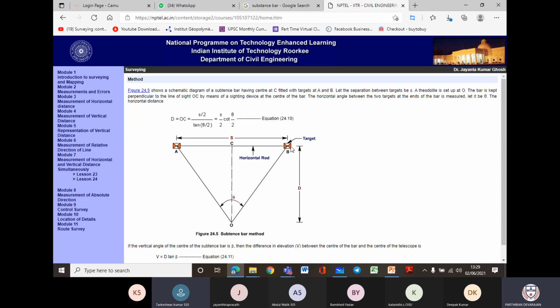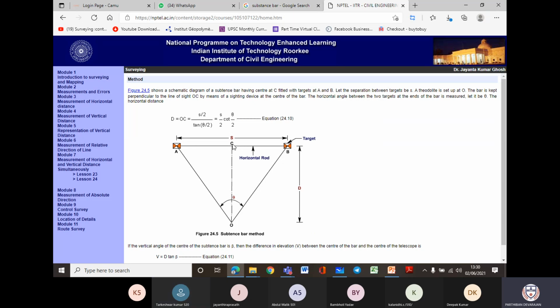I told you the maximum length of the scale is 4 meters. From the center, the left side is 2 meters. The scale can be adjusted wherever you need. If you need 3 meters, you just adjust; if you need 2 meters, you adjust the scale accordingly. After adjusting, you have to measure the distances from the center of the tripod to the two targets.